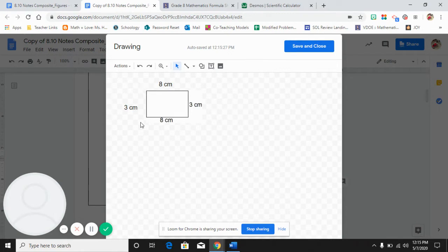Now, if the perimeter is just the distance around this, we're just going to add up all of those sides. The way that I do this is I like to use a highlighter. We don't really have a highlighter here, so I'm going to try my best to do this. So we're going to take 3, and then we're going to add another side, 8, another side, 3. So I'm just kind of tracing around the figure till I get all of the sides, okay? So to find our perimeter, we're going to add up 3 plus 8 plus 3 plus 8.